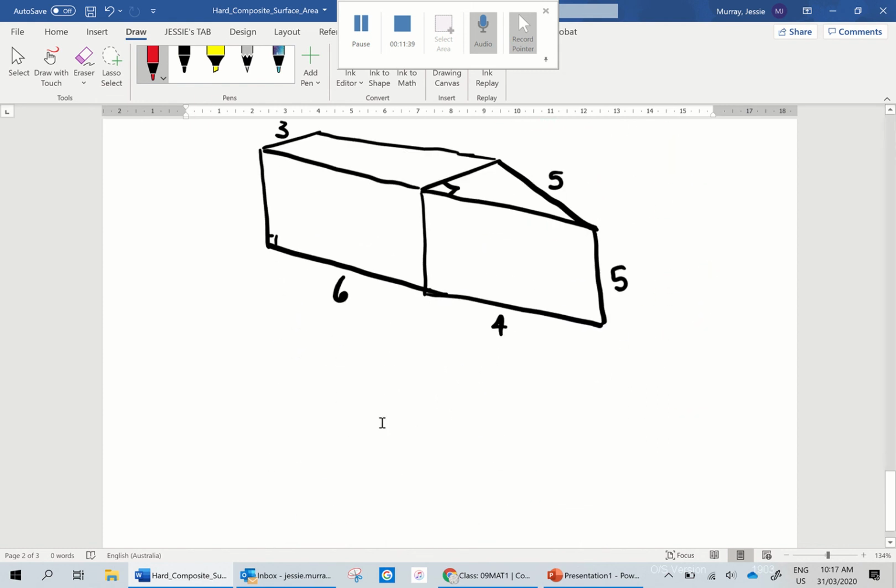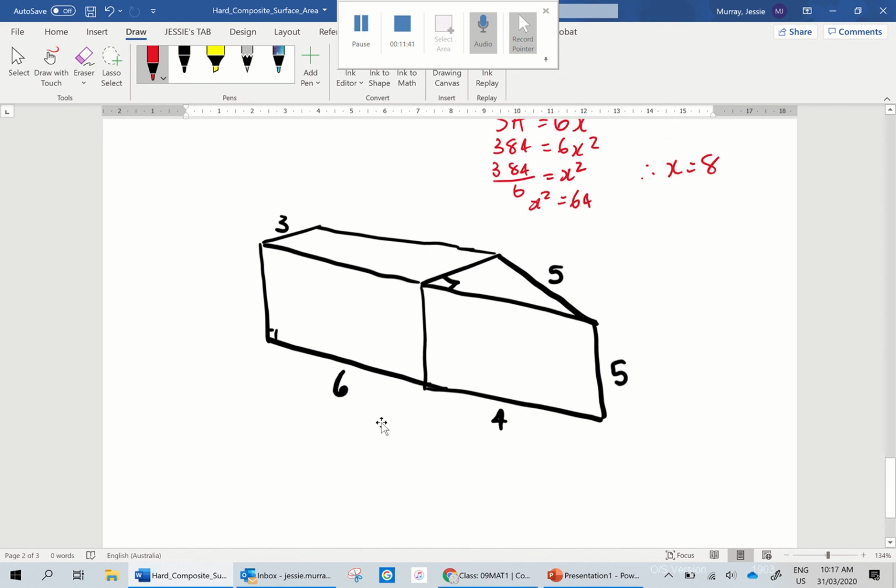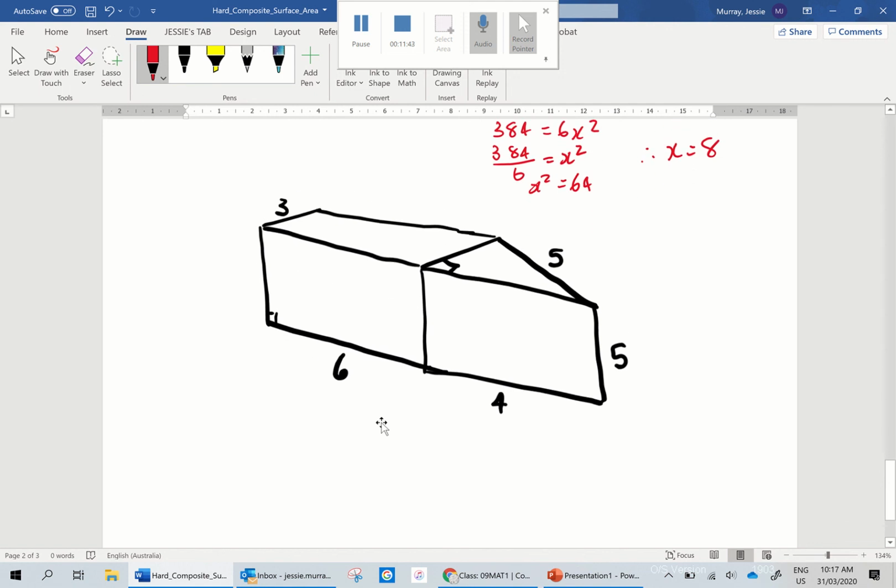All right. And final one. This one's probably not too difficult compared to some of those other ones. But let's think about what we have. We have a rectangular prism, okay? Let's deal with that first.